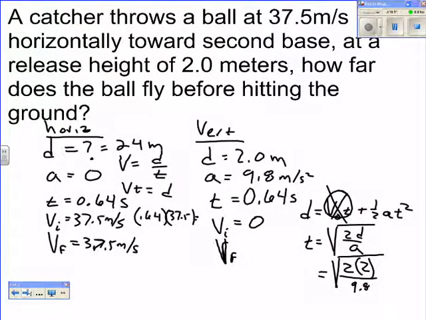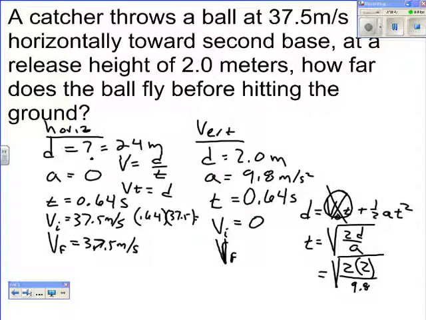How far is it from home plate to second base? Well, how far is it from home plate to a pitcher's mound? 66 feet, somewhere around there. So this ball, figuring it's 60 feet up to the pitcher's mound, would land, what, 12 feet behind the pitcher's mound? So no matter how hard you throw it, it isn't going to make it there.